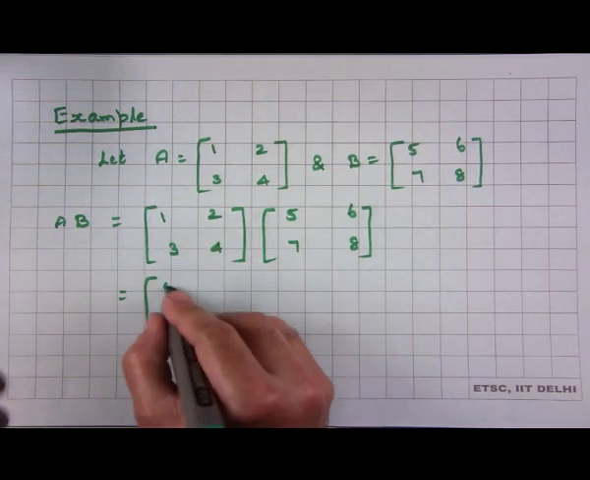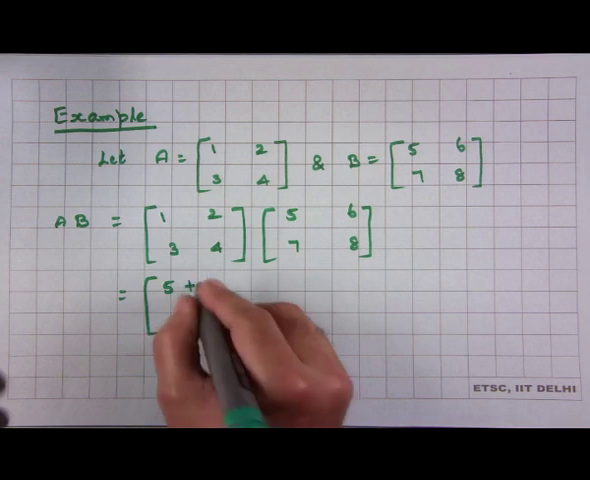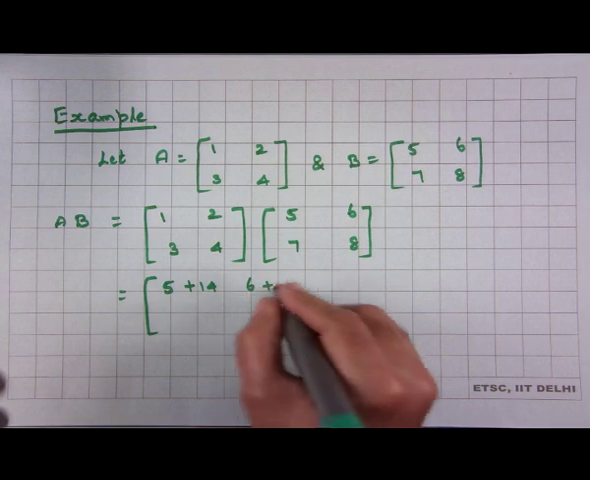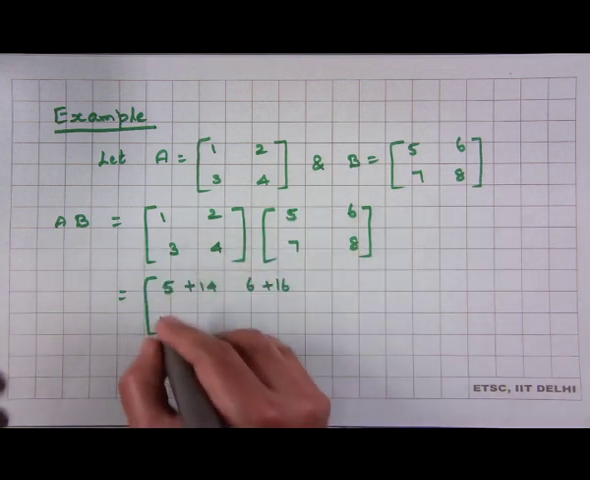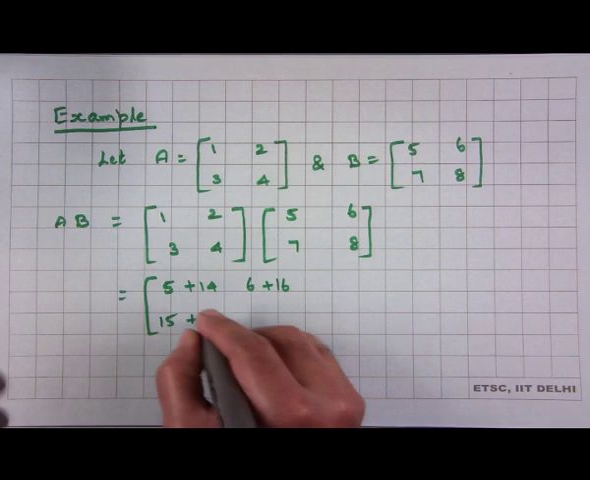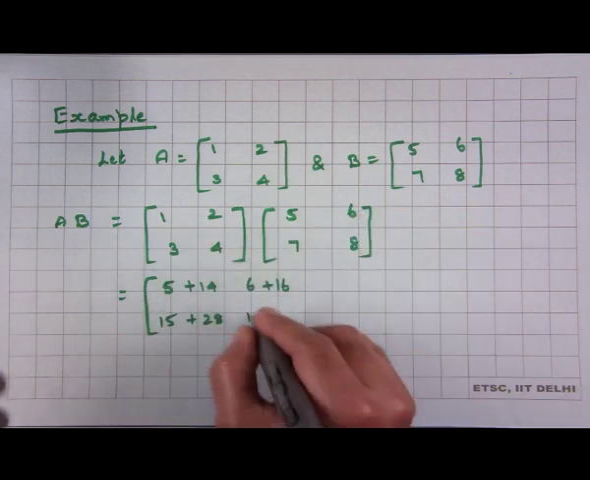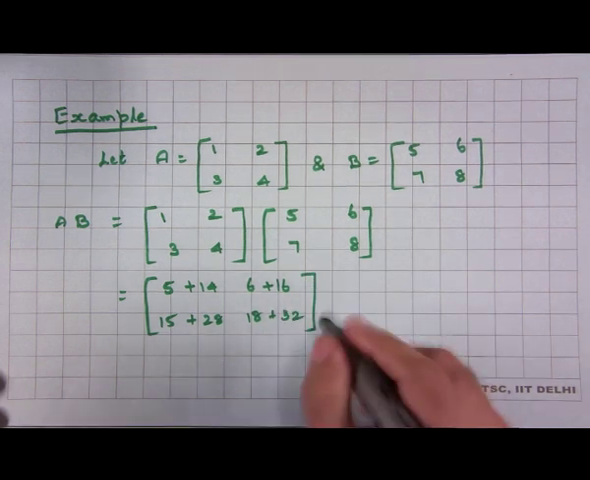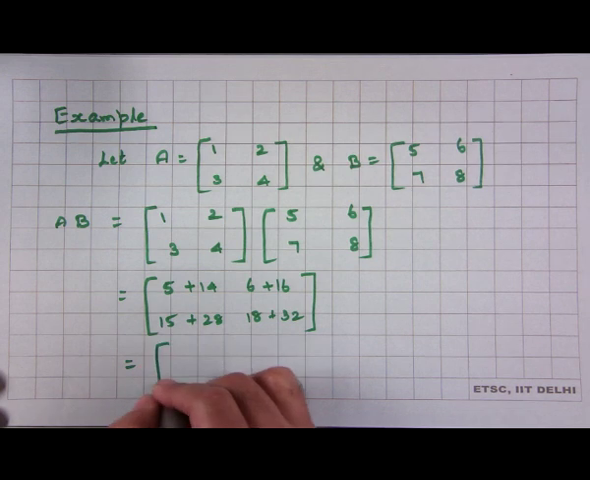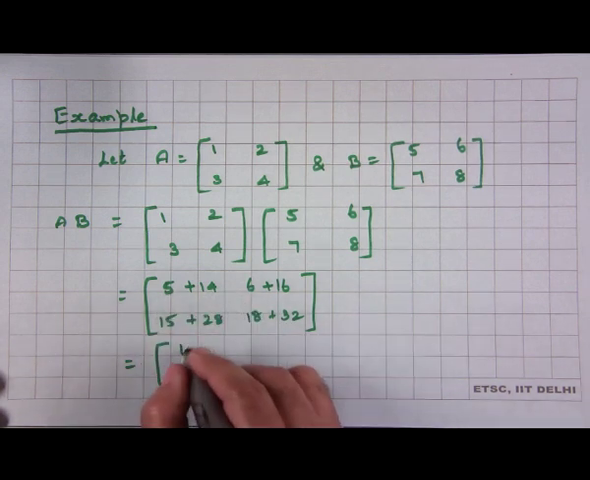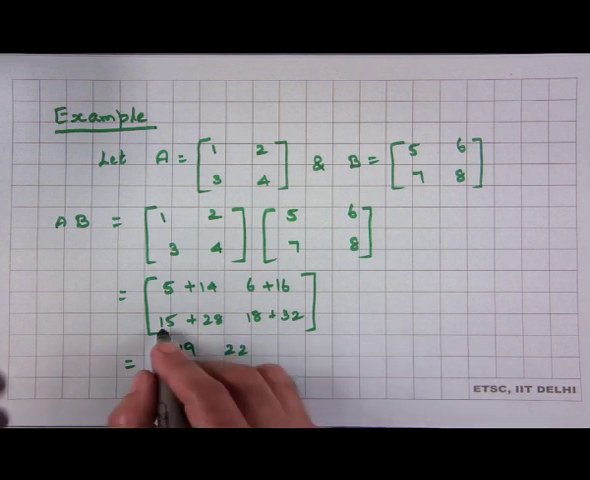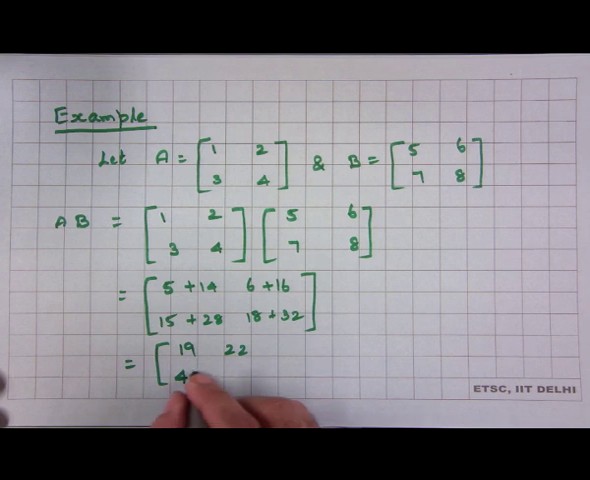1 into 5, 5, 7 into 2, 14, so plus 14, 1 into 6, 6, 2 into 8, which is 16, 3 into 5, 15, 7 into 4, 28, 3 into 6, which is 18 plus 4 into 8, which is 32. The resulting matrix is 5 plus 14, which is 19, 6 plus 16, which is 22, 15 plus 28, which is 43, 18 plus 32, which is 50.